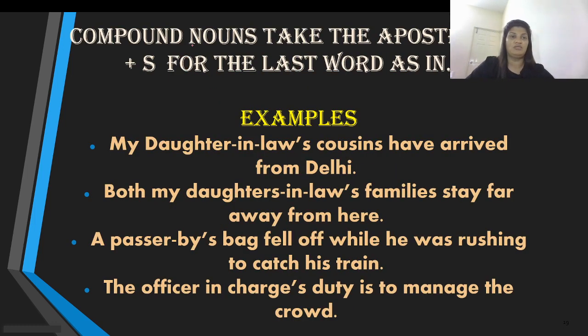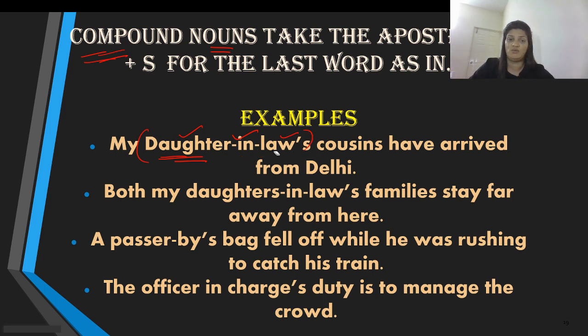The next rule is with compound nouns. What is a compound noun? A compound noun is a combination of 2 or 3 words, like daughter-in-law. Daughter-in-law is one noun, but it is a compound noun because it has more than one word.